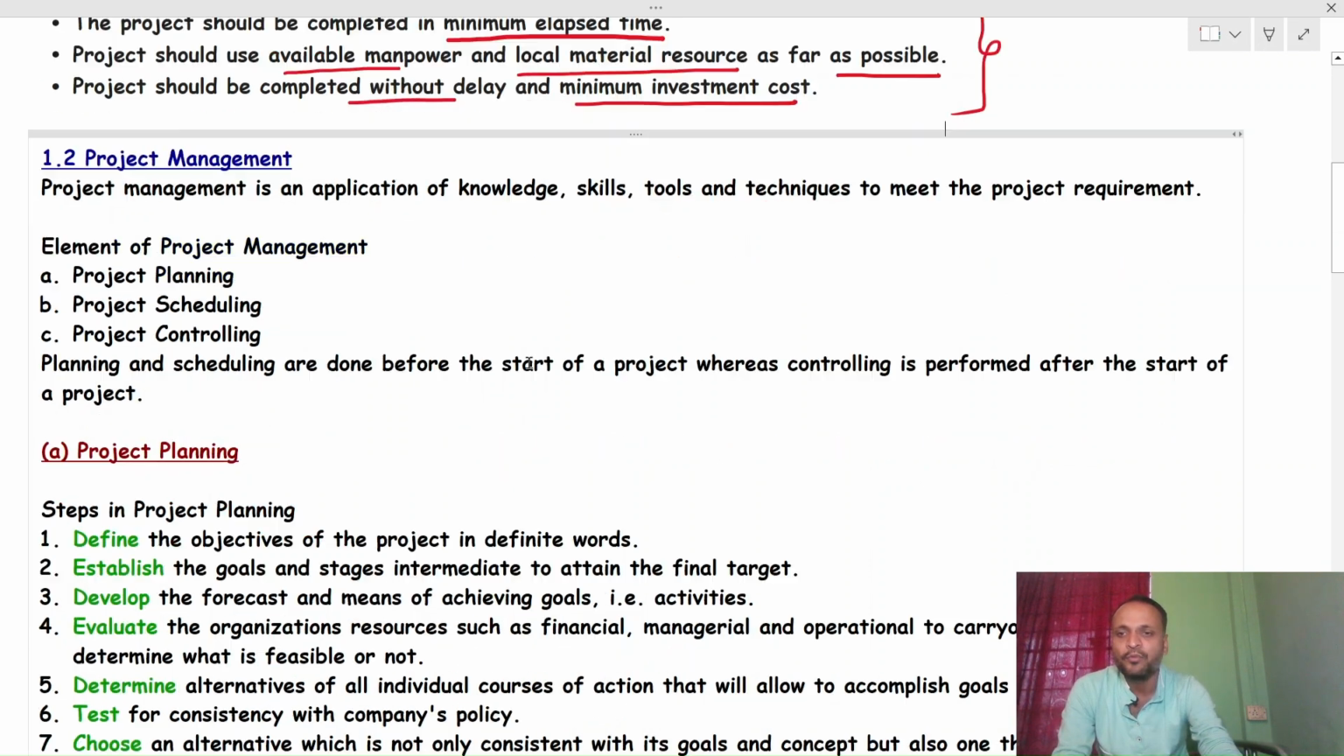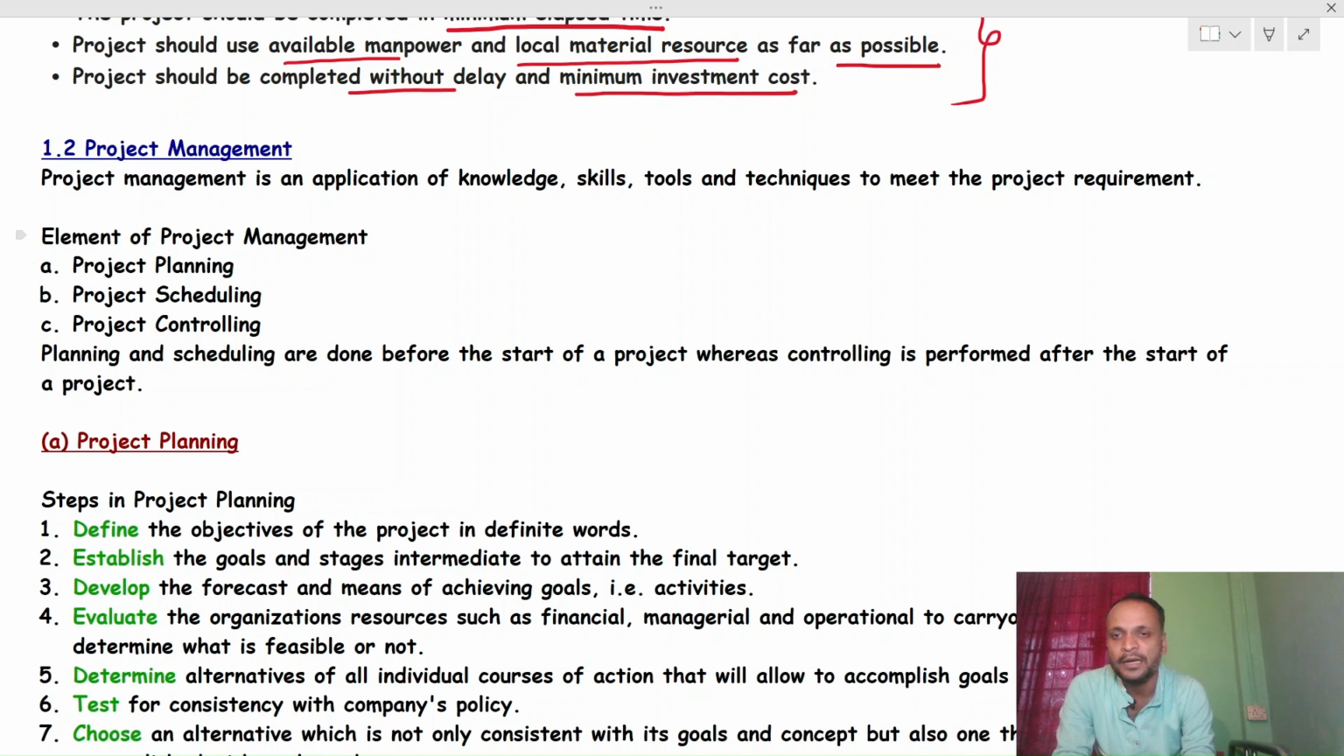Next thing is the project management. So what is project management? Project management is basically an application of knowledge, skills, tools and techniques to meet the project requirements. For completion of any project, you have to apply your knowledge, skills, tools and various techniques to complete it. That is called project management.